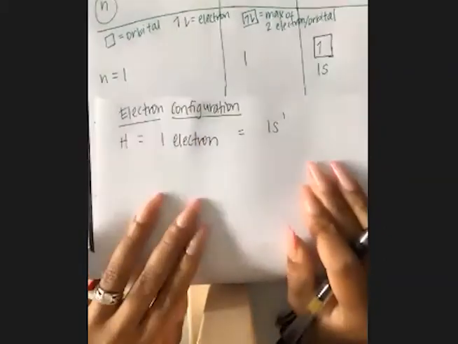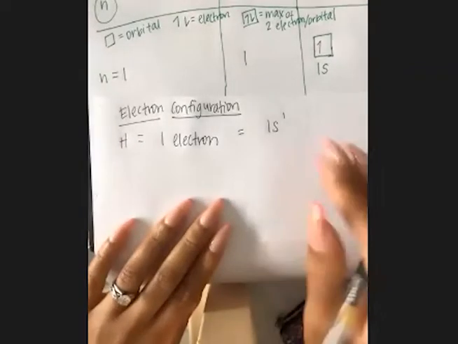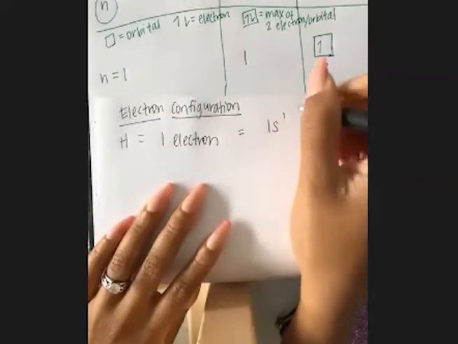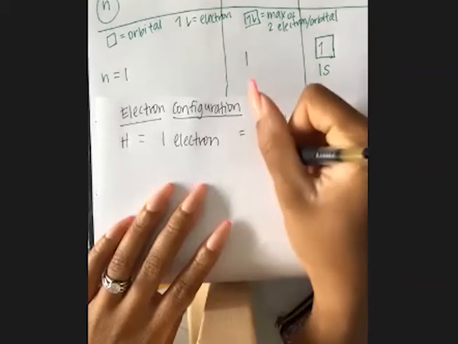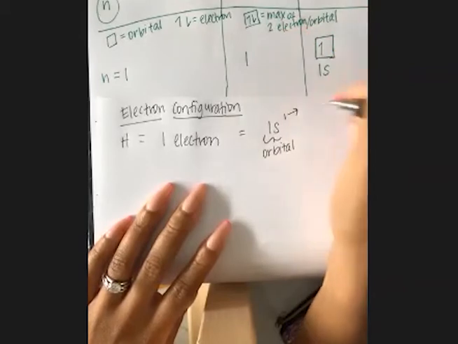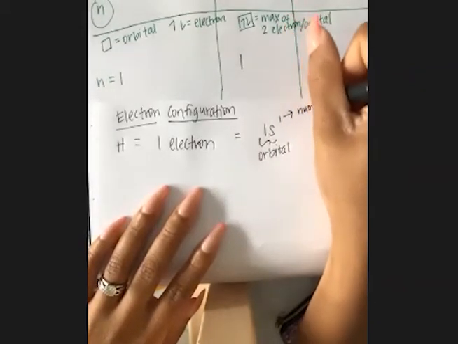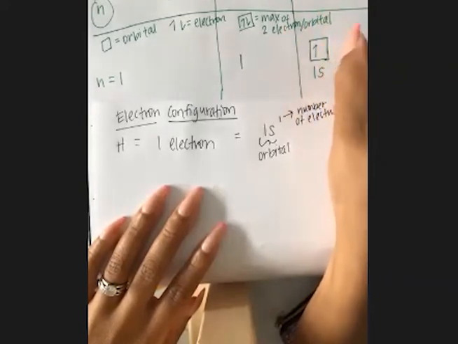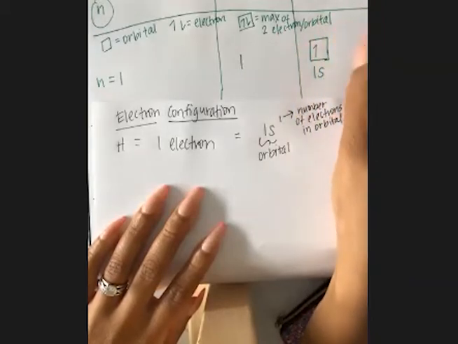And remember, all electron configuration tells us is the occupation of orbitals by electrons in each atom. So it's just saying, where's that 1 electron for hydrogen? The 1s is the name of the orbital, and this 1 superscript tells us the number of electrons in the orbital. You guys follow me so far?